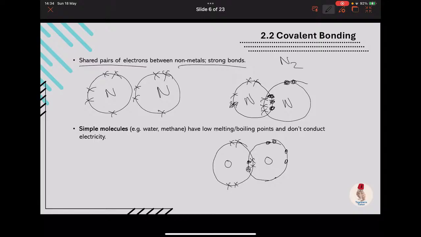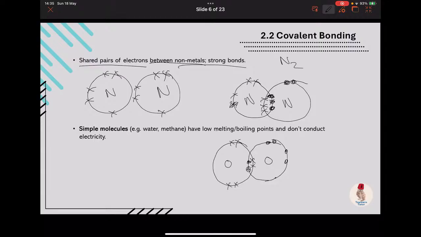Now, covalent bonds are strong bonds, and they form between two non-metals. So between metals is a metallic bond. Between metals and non-metals it is ionic. However, between non-metals it is covalent.